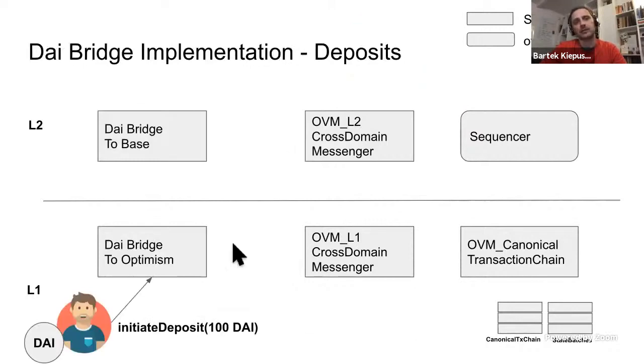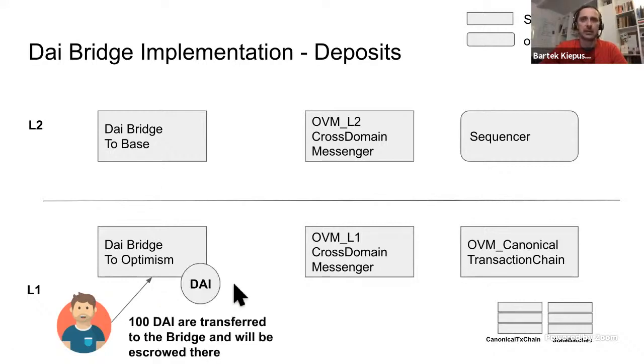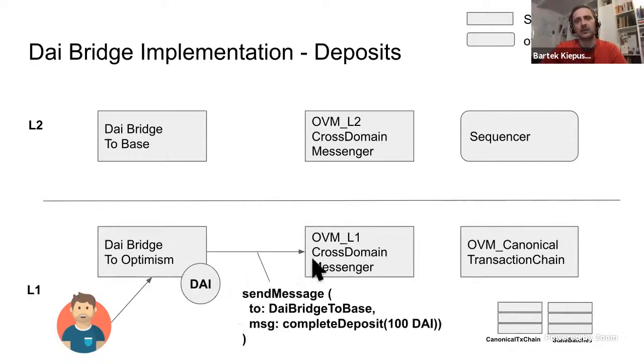So we deploy two additional smart contracts. These are ours, not from Optimism, right? On L1, we've got the L1 part of the bridge. On L2, we've got the L2 part of the bridge. And the user on L1 would initiate a deposit. They would simply send DAI to this part of the bridge. This will lock the DAI inside the smart contract. It will invoke a method called send message, and this takes two arguments: the destination and the payload. In this case, we want to send the message to the other side of the bridge, right?